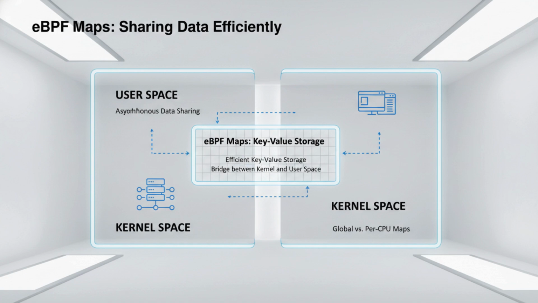eBPF programs need a way to store data and share it with the user space. This is where maps come in. eBPF maps are efficient key-value stores that act as a bridge. The kernel-resident eBPF program writes metrics like latency or packet counts into the map, and your monitoring dashboard in the user space reads that data. This architecture keeps the heavy lifting in the kernel while keeping the data accessible for your business analytics. It allows for high-speed data aggregation without the bottleneck of traditional file I/O or network sockets.